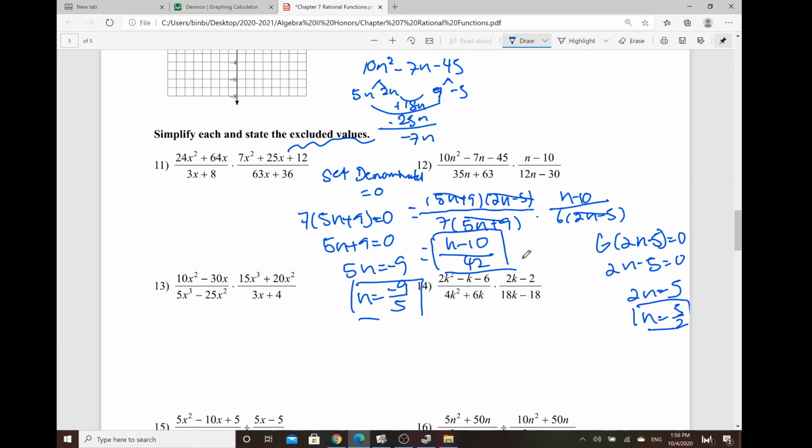And then for number 14, it's quite similar. So 2k squared minus k minus 6. Again, if you're not quite sure what to do with the factor, you can always just write it out. Just do it separately. Factor tree, 2k, 1k, negative 6. So what can you use for negative 6? That's right, negative 3, positive 2.